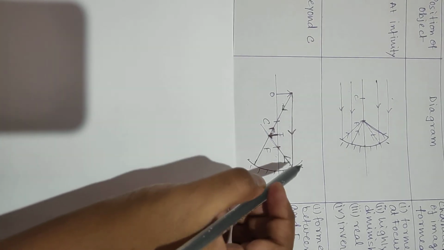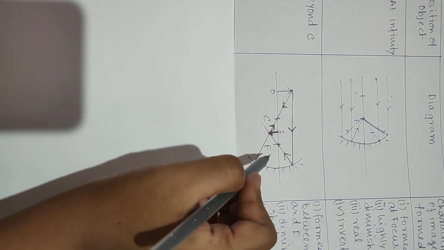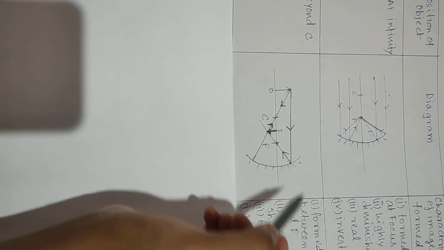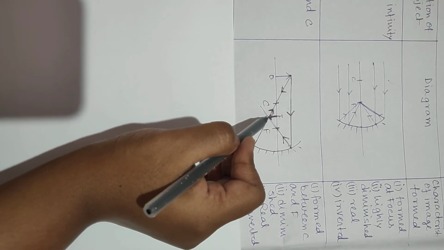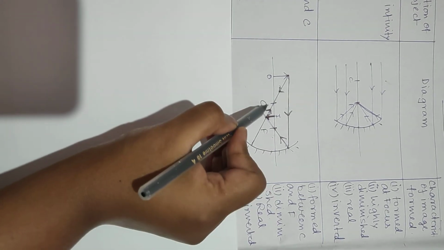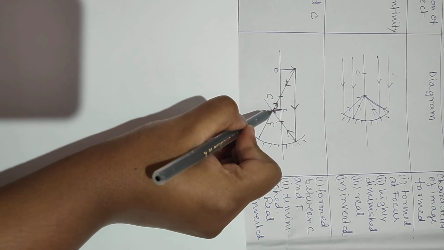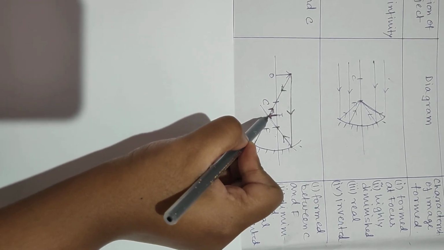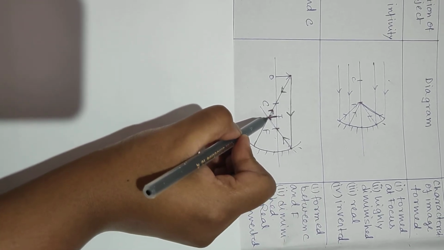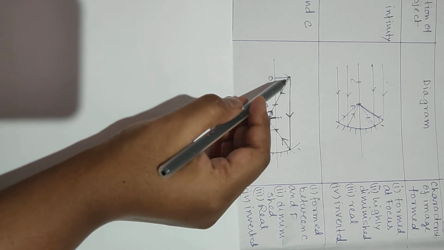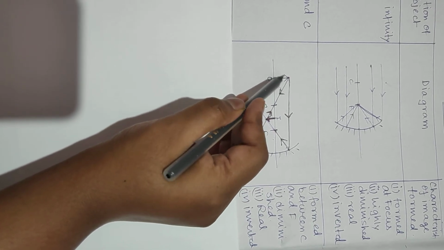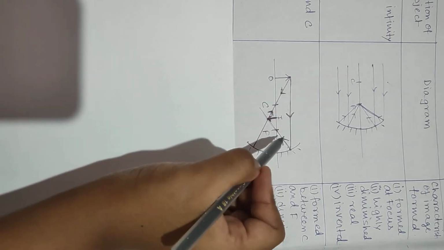Now can you tell the characteristics of the image from the drawing? Let's see. So where is the image formed? The image is formed between C and F. Obviously we can see it from the figure. The image is formed between C and F. Now, what is the size of the image? It's a little bit diminished, obviously, because see, here we can see that the object is quite large, but the image is little bit diminished.